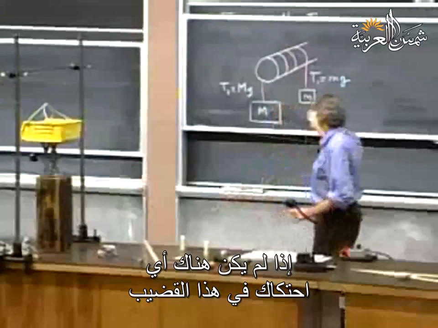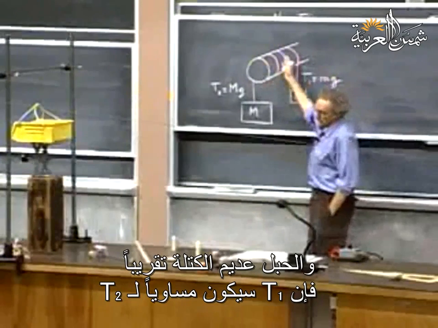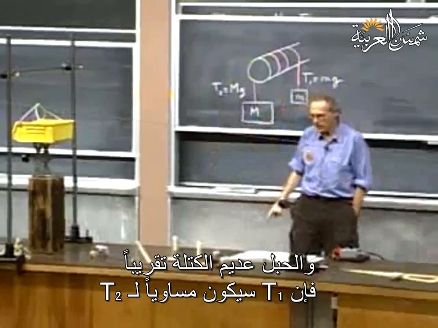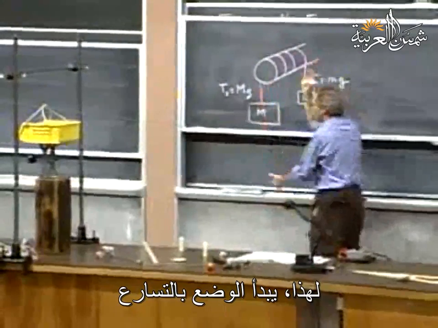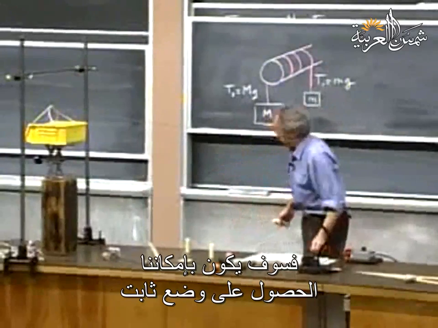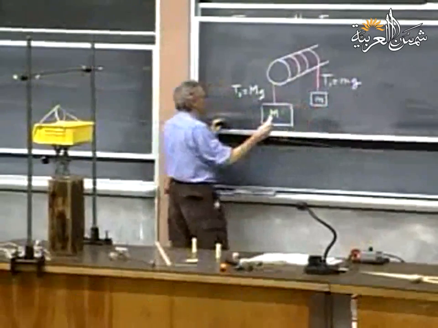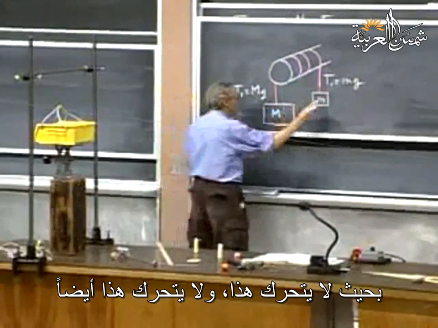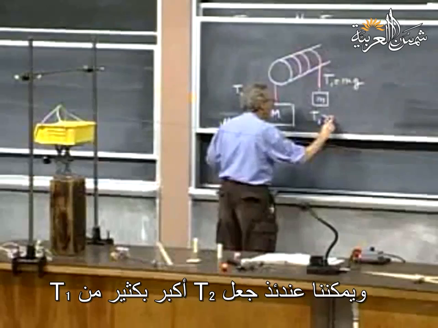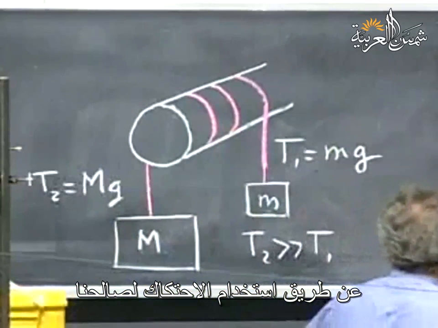If there is no friction at all in this bar, and the rope is near massless, then T1 will be the same as T2, so the situation will start to accelerate. However, if we make use of the friction, then we can have a stable situation, we can have static equilibrium, so that this one is not moving and this one is not moving, and then we can have T2 to be way, way larger than T1 by using friction to our advantage.